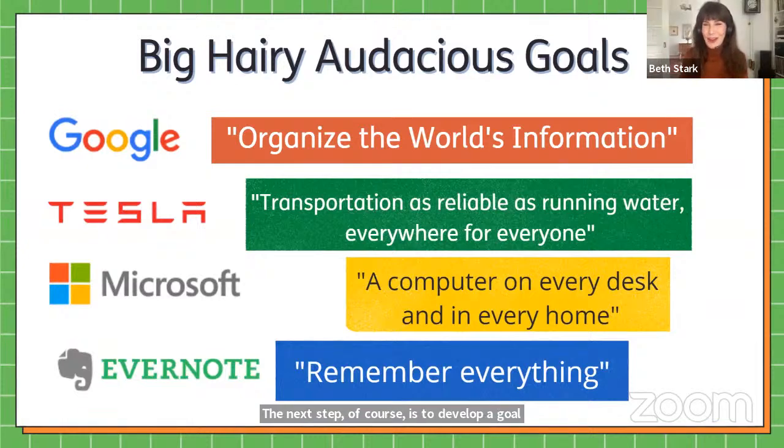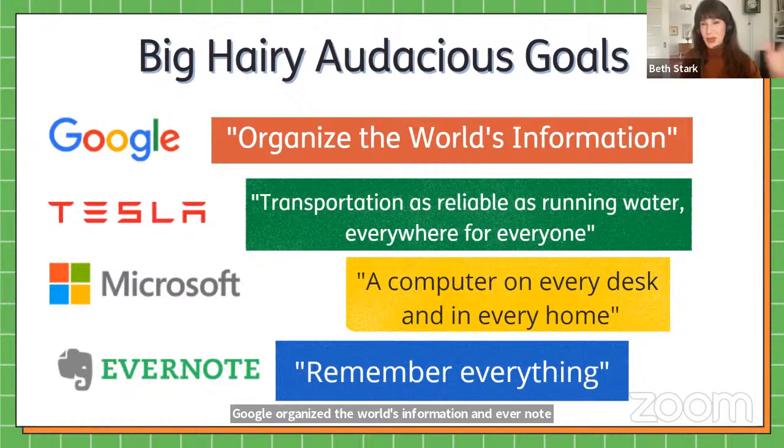We borrowed this concept from a really famous business consultant, Jim Collins. He's written a lot of books about thriving in the business world, and he created this concept called the Big, Hairy, Audacious Goal, or BHAG for short. You'll recognize several of these, especially Microsoft's BHAG, which is a computer on every desk and in every home. Tesla: transportation as reliable as running water, everywhere for everyone. Google: organize the world's information. And Evernote: remember everything.